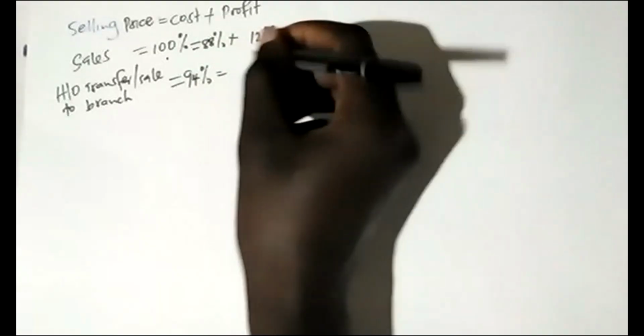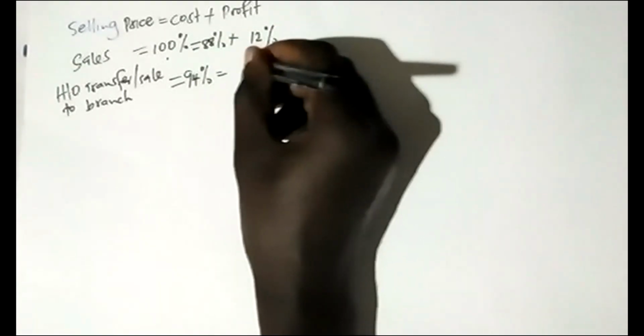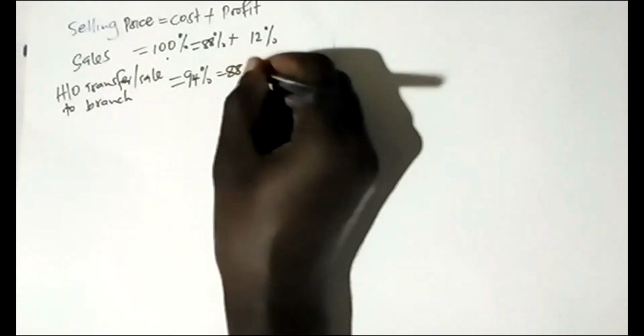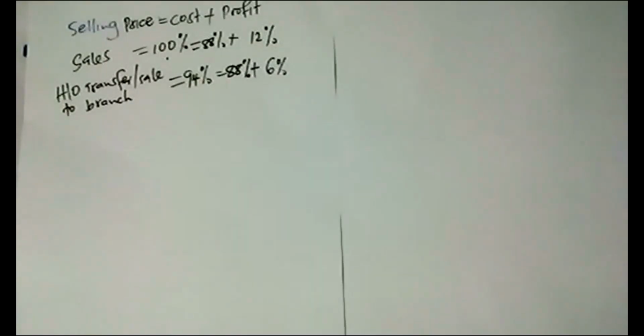So the relevant profit here is 6%, so that to get the cost, you take 94 minus 6, which is 88%. So you get the 88%. So those are the first percentages you have to determine.